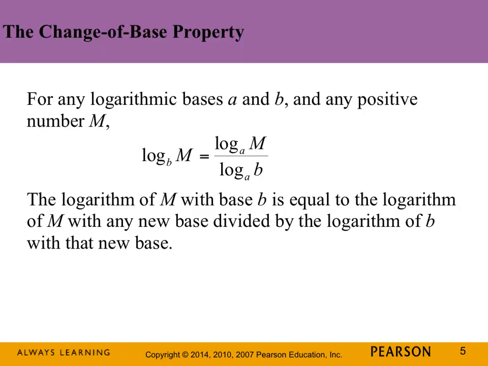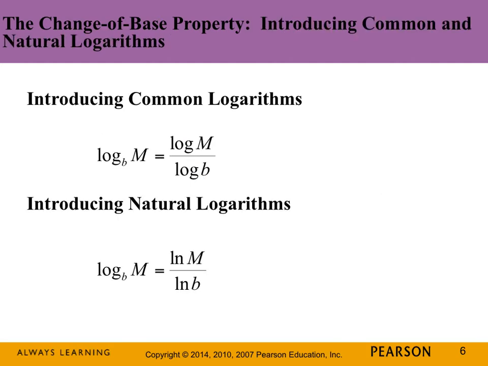And now for the change of base property, which states for any logarithmic bases a and b and any positive number m, the log base b of m is equal to log base a of m over log base a of b. So in other words, we want to rewrite these in the same base. See, these are both base a. And here we have the change of base property where we introduce common and natural logs. So for common logarithms, log base b of m will equal the log of m over the log of b. And using natural logarithms, log base b of m equals the natural log of m over the natural log of b.